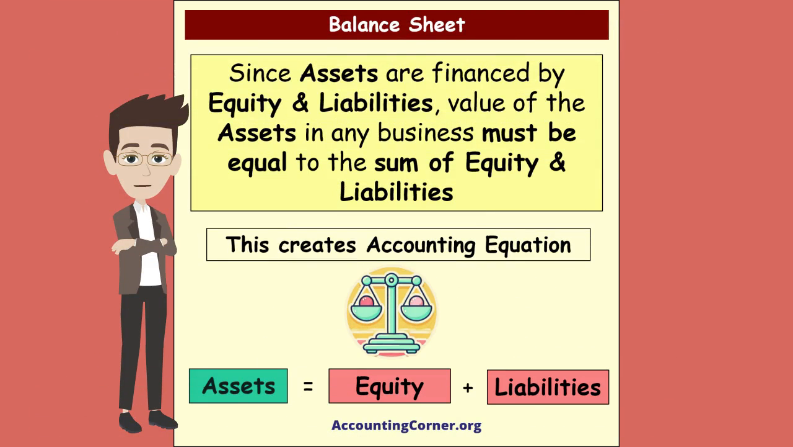The balance sheet is grounded by the accounting equation: assets equal equity plus liabilities. This means that everything a business owns must be financed either by the owners or by creditors. This equation ensures the balance sheet stays balanced. This is why it is called a balance sheet.